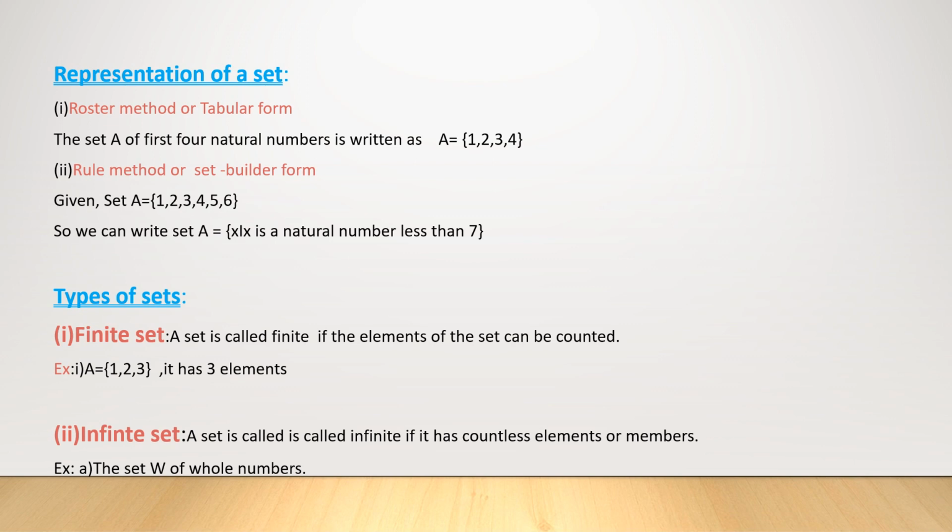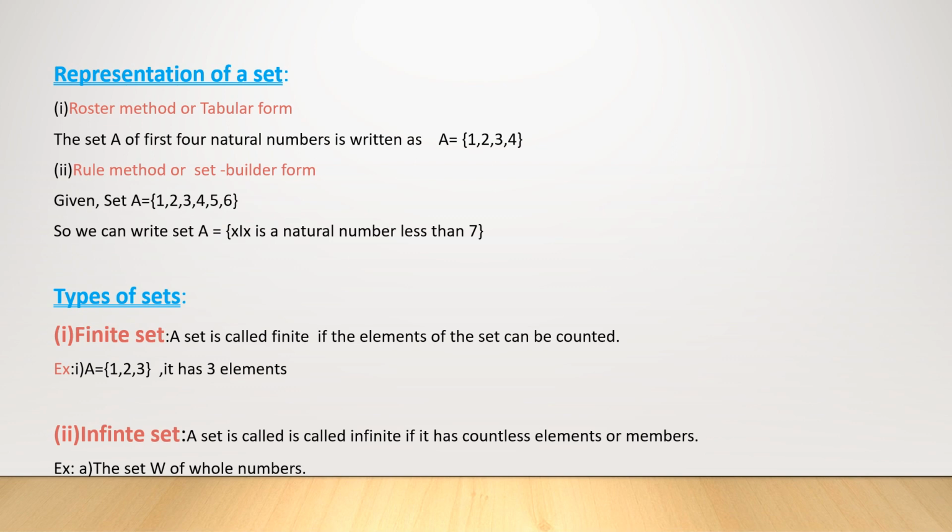Representation of a set. The first method is the roster method or tabular form. The set A of the first four natural numbers is written as A = {1, 2, 3, 4}. The second method is the rule method or set builder form.